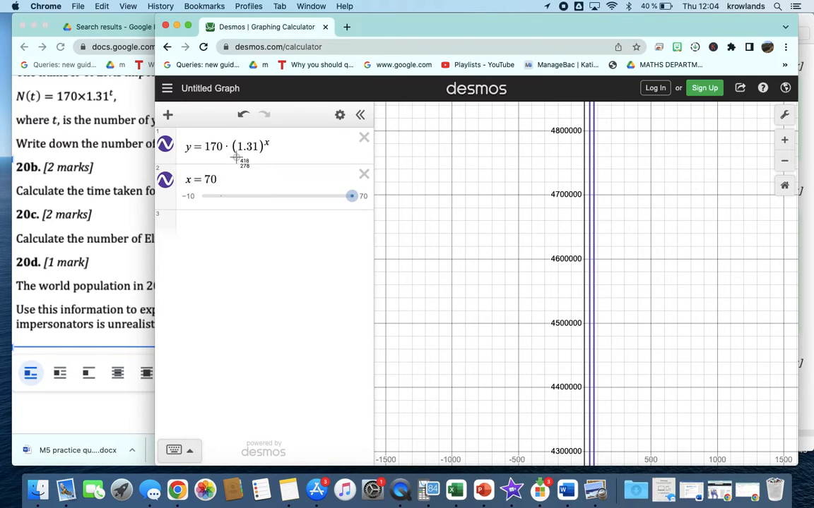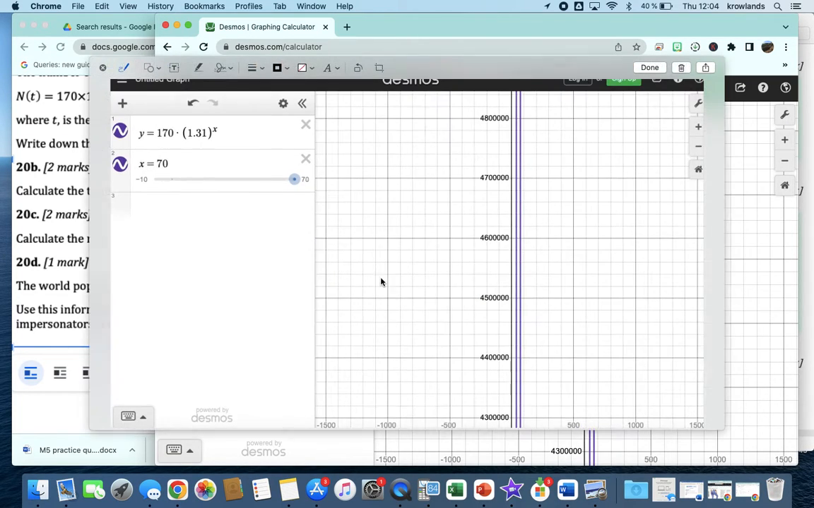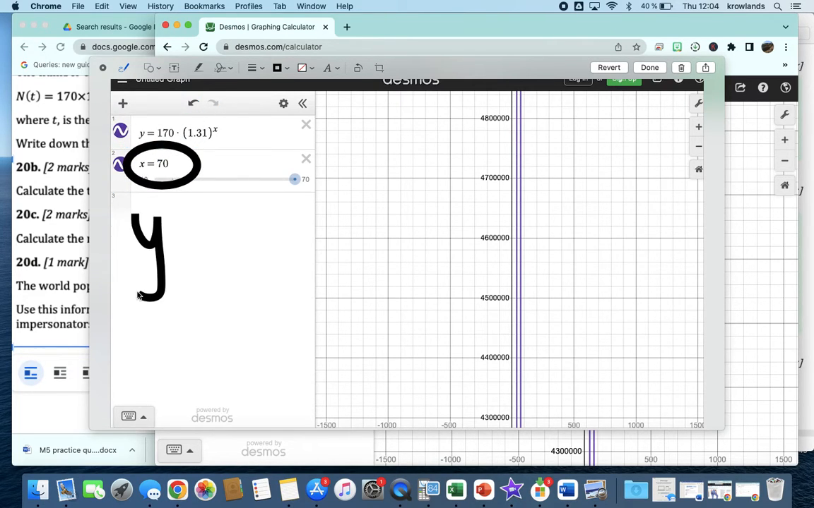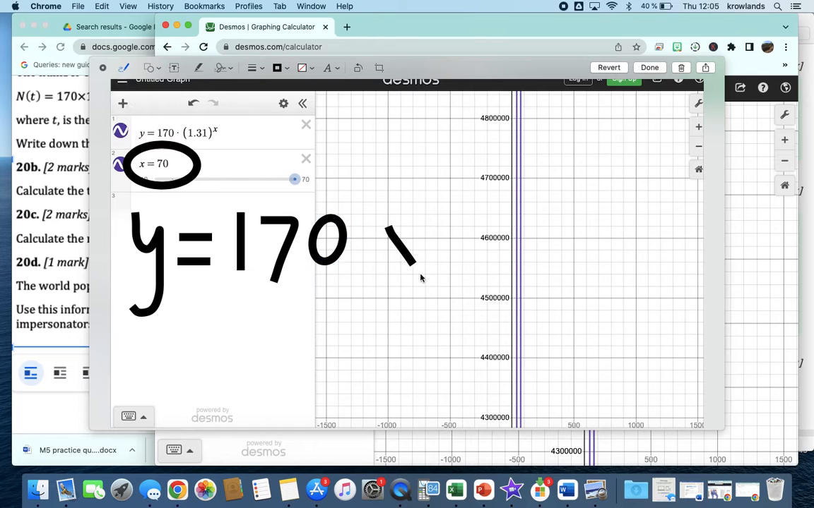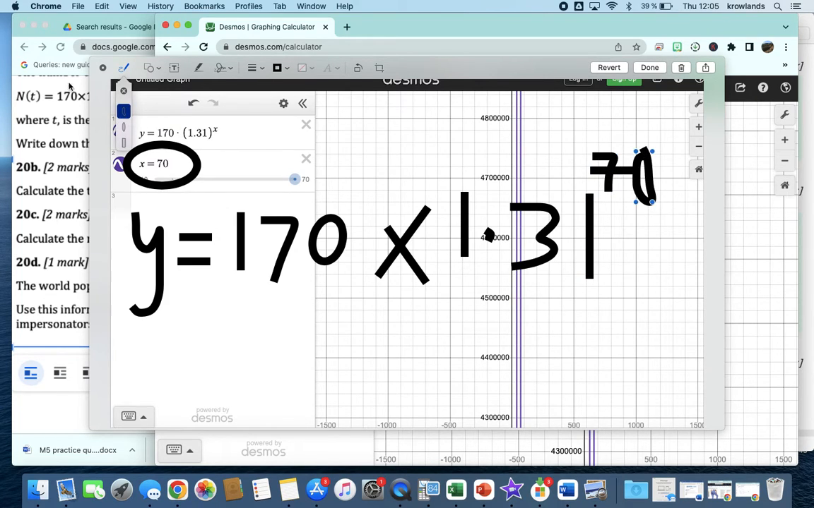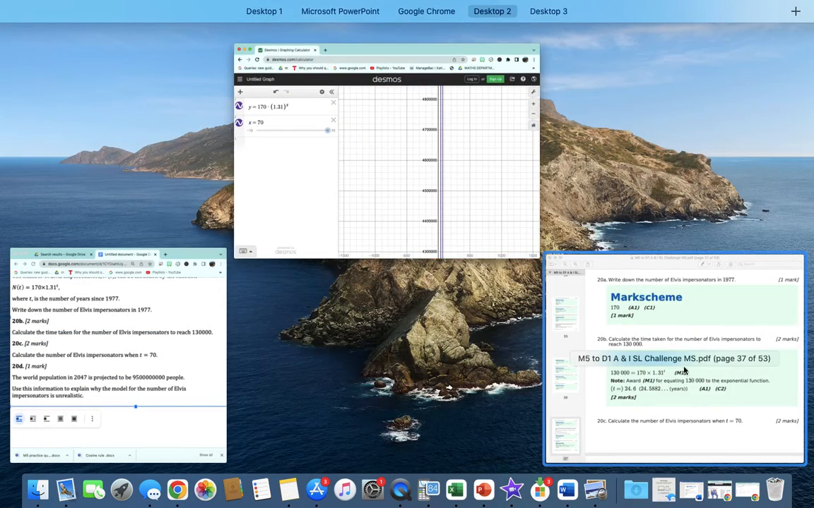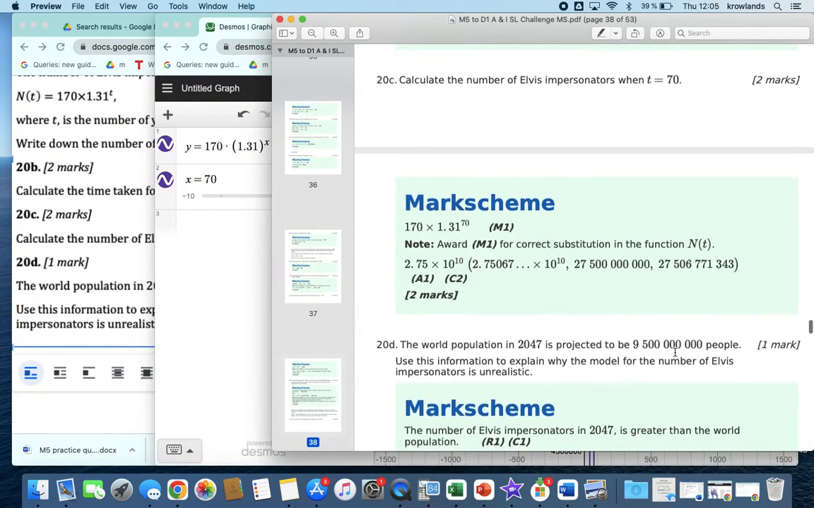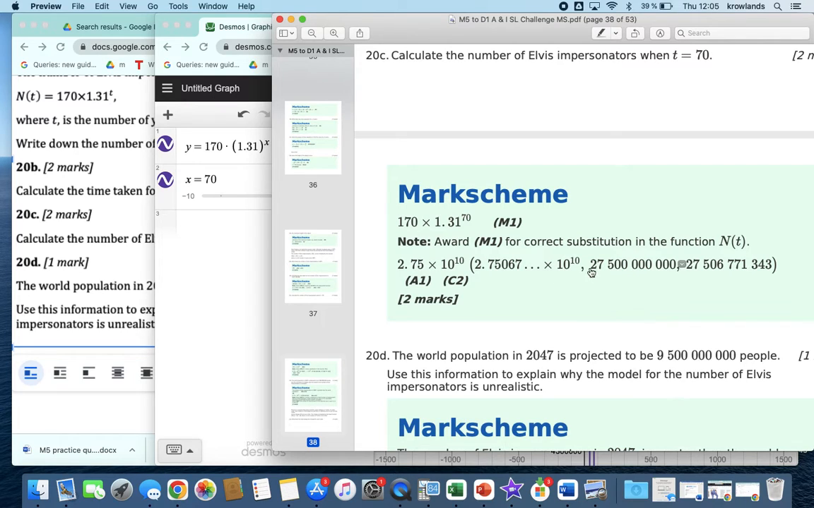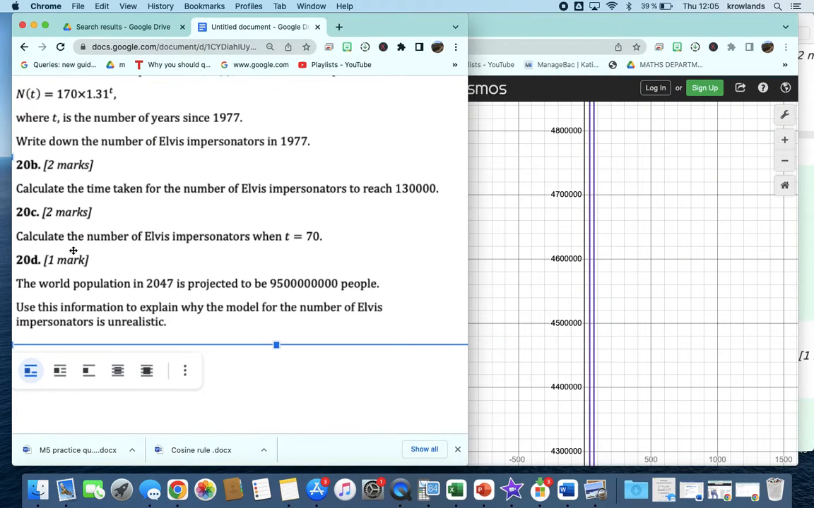So the best thing to do for this question, because we're finding what the y value is, is just to substitute what the x value is. So wherever there's an x, you're going to replace it with 70. So we get y is equal to 170 times 1.31 to the power of 70. And we just simply put that on our calculator, and the following answer we're going to get is going to be part C, and we're going to get an incredibly big number. You can see here it's going to be 27,500,000,000. That's unlikely to be in the exam as that number is so ridiculously big.